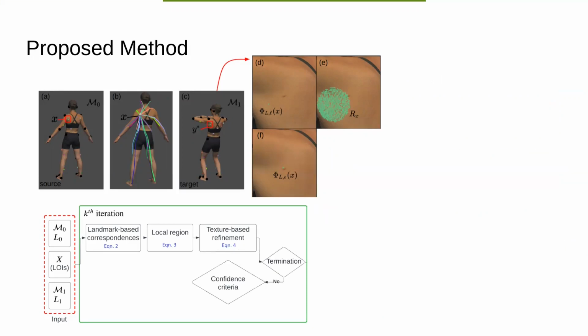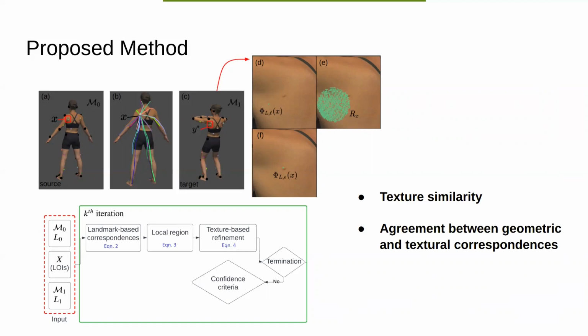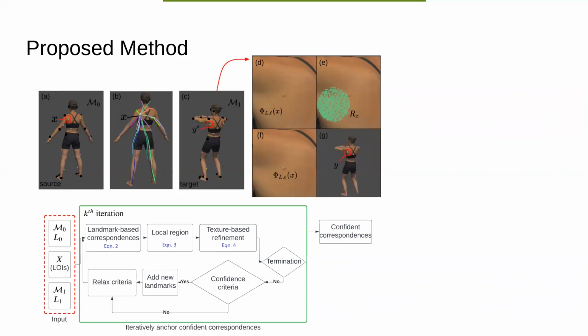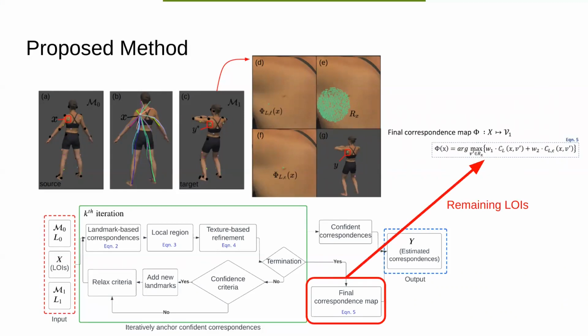While each source lesion of interest has a corresponding position on the target mesh, not all correspondences are localized with high confidence. We define the confidence by texture similarity, agreement between geometric and textural correspondences, and unique existence of a similar lesion within the region. In each iteration, the high confidence correspondence will be added as new landmarks. We iteratively relax the criteria and look for lesion correspondence. Finally, for the remaining low confidence lesion of interest, we find their correspondence by the weighted sum of the similarity between their geometric descriptors and texture descriptors.